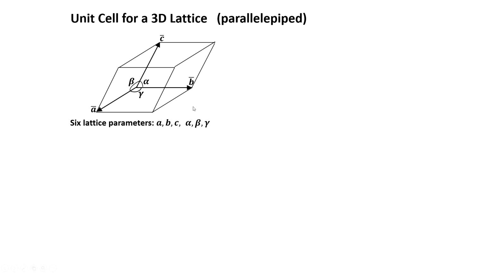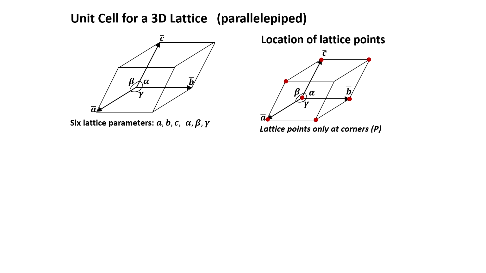So, where can I put the lattice points, so that I have translation symmetry in the lattice? One of the places I can put the lattice points is at the corners. So, this is an example of a unit cell with lattice points only at the corners of the cell. Hence, this is a primitive unit cell, since it will have effectively one lattice point per unit cell.